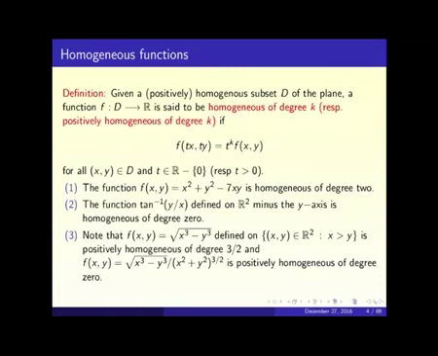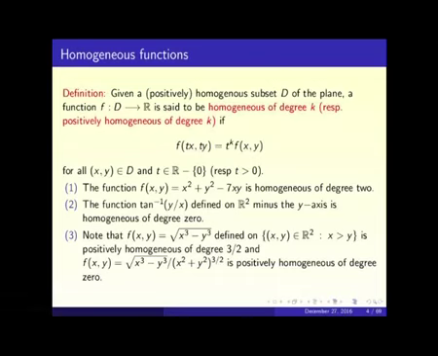So again, let us take a number of examples. x squared plus y squared minus 7xy. It is homogeneous of degree 2. If you replace x and y by tx and ty, you see the factor of t squared coming out. f(tx, ty) will be t squared times f(x, y). It is directly possible for you to check this.